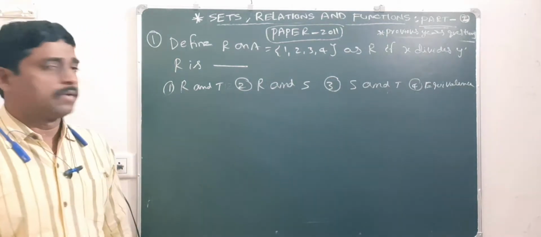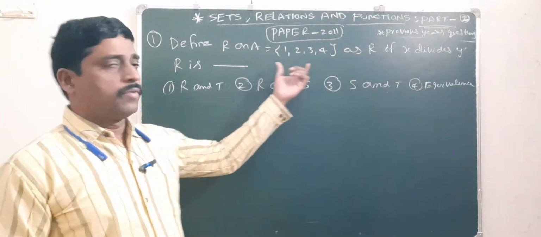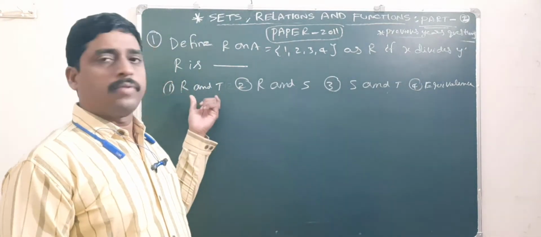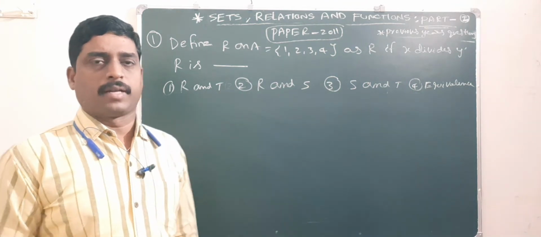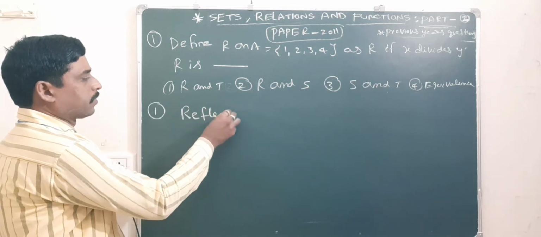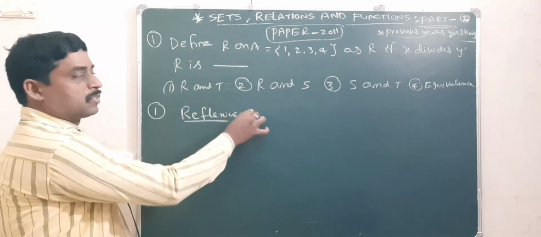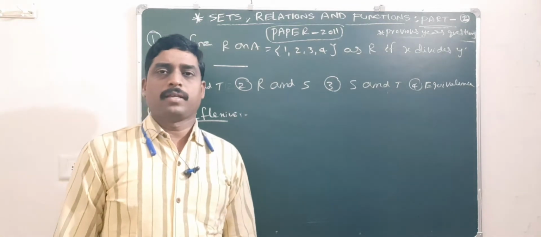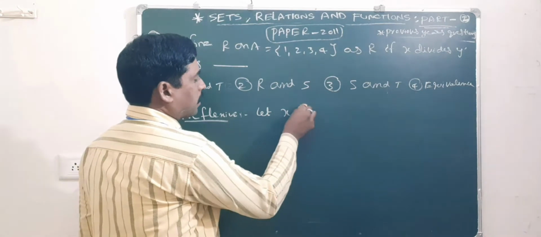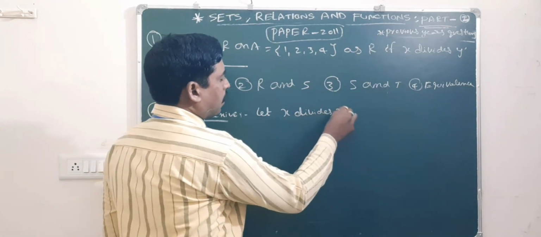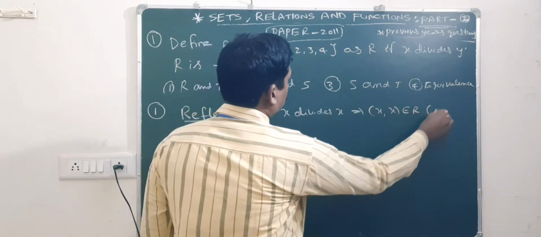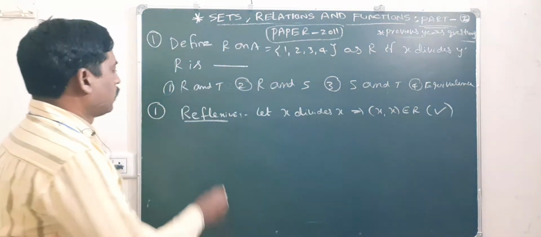Let us go to question number 1 in 2011. A has 4 elements. If x divides y, then R is, where R is for reflexive, T for transitive, S for symmetric. Now check the reflexive property. What is the reflexive property? Every element of A is related to itself. So let us take the same elements. x divides x, this is always true. Therefore (x, x) belongs to R. This is reflexive, satisfied.